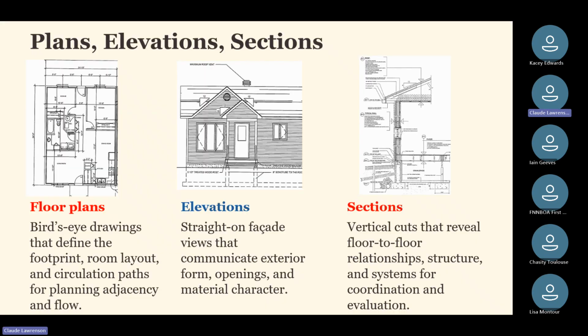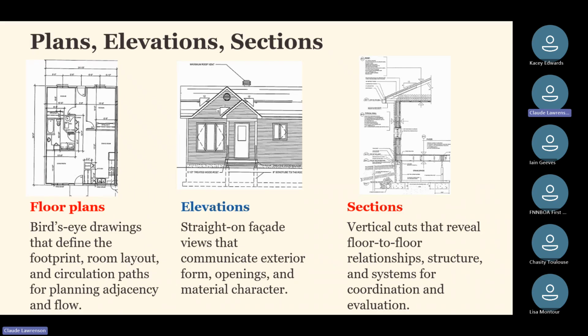When we take a look at this next slide, we're going to talk a little bit about plans and elevations. They're common construction drawing elements. Floor plans provide a bird's eye view outlining spatial layout and footprint, essential for arranging the rooms and circulation paths, and also for planning adjacency and flow. Section cuts, on the right-hand side, are vertical cuts that reveal floor-to-floor relationships, structure, and systems for coordination and evaluation.